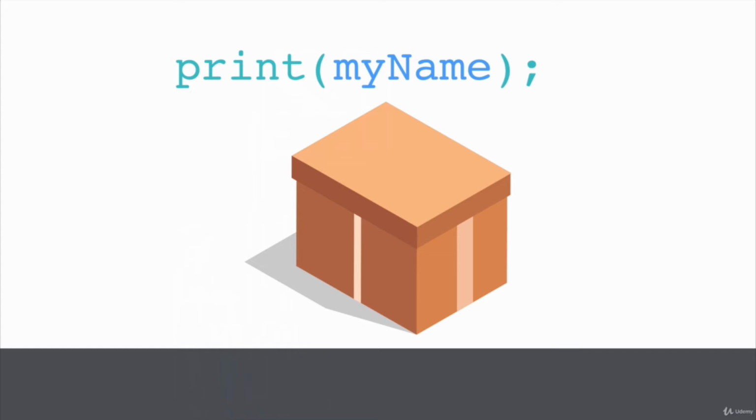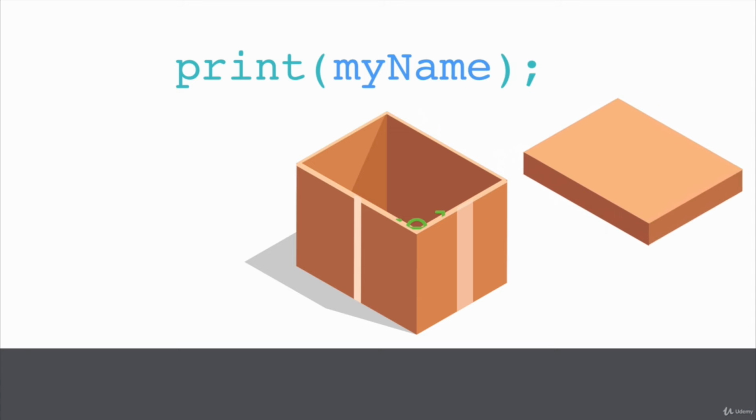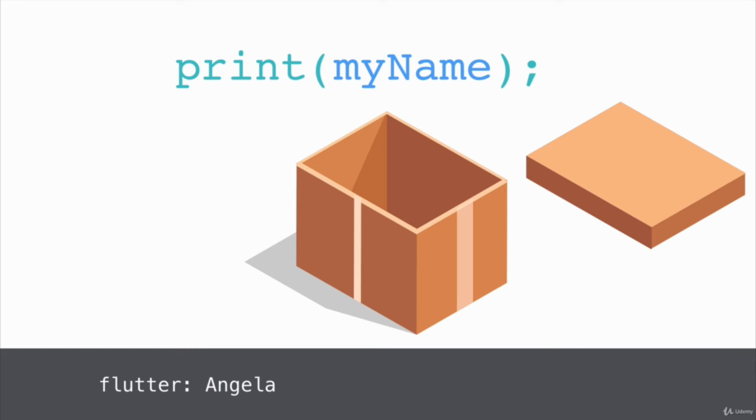So for example, if I wanted to print the value of the variable I just created, my name, this is how I would write it. I would use the print function, and inside the parentheses, I would tell it what I want to print. And in this case, it's not actually the words, my name, that will be printed. It's the value of that variable. So by running this line of code, the computer is going to pick up that box that's labeled my name from the shelf. It's going to open it up, see what's inside, and it's going to put that into the console. And in reality, what you'll see is the output from Flutter saying the words Angela.